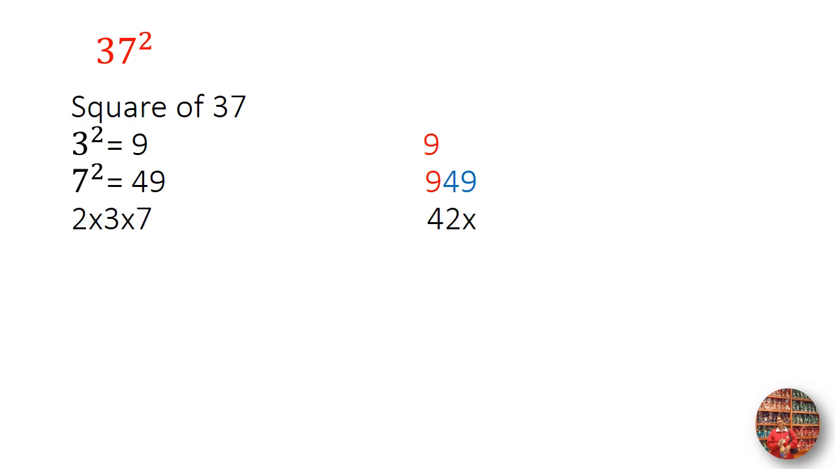For practice, another number, square of 37. So 3 square is 9. 7 square is 49. 49 will be written right of 9. 2 into 3 into 7 is 42. Add them. So it will be 1369. So the square of 37 is 1369. So hardly you will take 2 to 3 seconds to do this. Not 2 seconds, maybe 20-25.